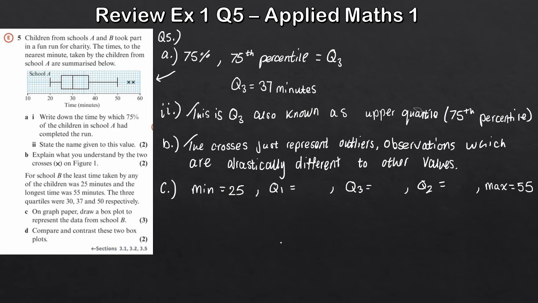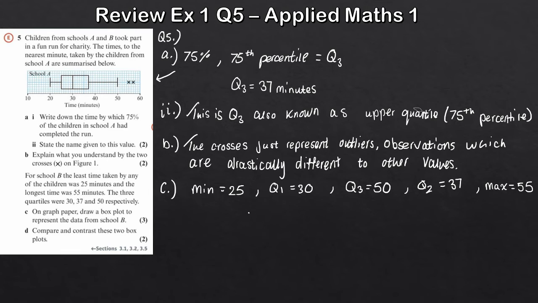What else have we got? And then we're told the three quartiles were 30, 37 and 50 respectively. So hopefully it makes sense. If the three quartiles are 30, 37 and 50 respectively, that means Q1 has to be 30, Q2 has to be the middle one, 37, and then Q3 has to be 50. Okay? And all you need to do now is just draw this.